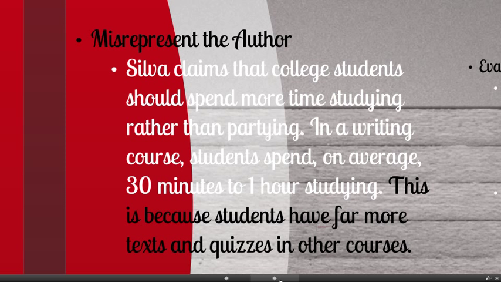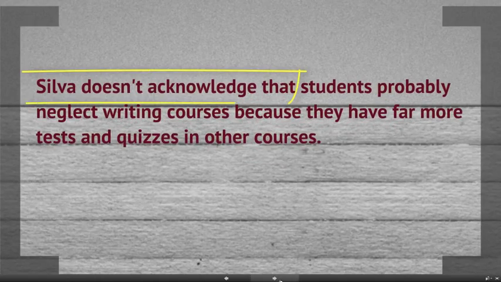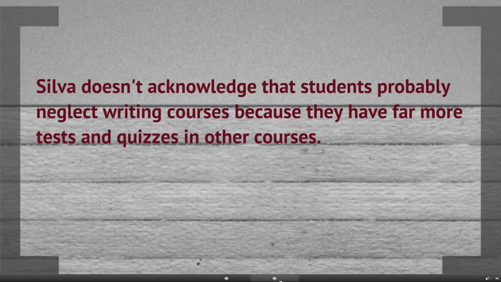If this is your idea, then save it for another part of the essay. Or create a clear transition to show that this is in fact your perspective. Like, Silva doesn't acknowledge that students probably neglect writing courses because they have far more tests and quizzes in other courses. Now it's clear that this is your perspective.